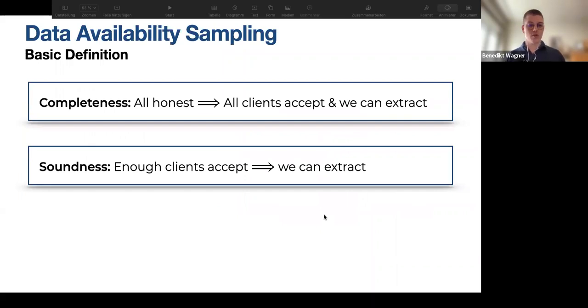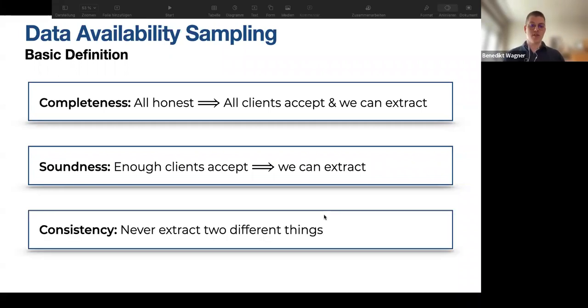We have a soundness notion telling us if enough clients accept, we extract something, so some data is available. And then we have a consistency notion, which says something about what we extract, namely, we never extract two different things. So if you get a commitment and some other party gets a commitment, you are sure that you also get the same data. So that's our basic definition.